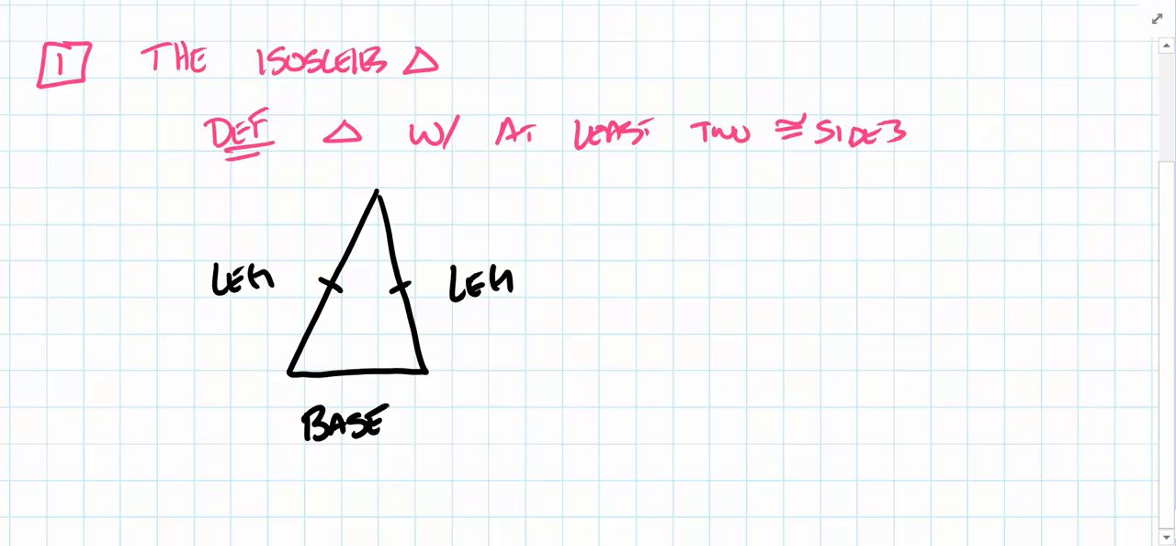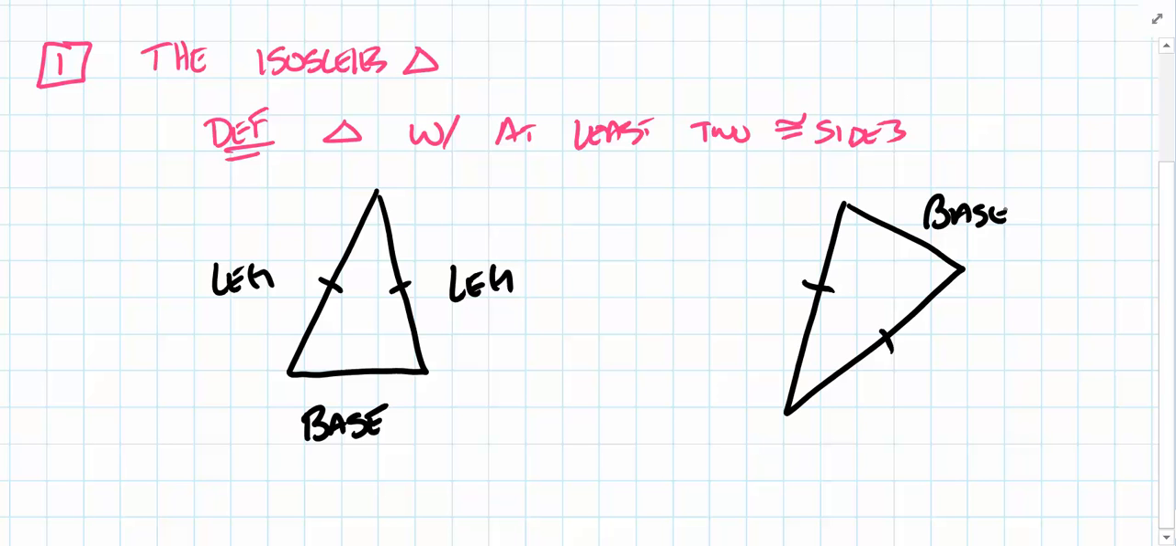Does that make sense, you guys, so far? Okay, it does not necessarily have to be at the bottom either. I could have this picture as well. I could have that, and where would the base be? The base would be up here. So base doesn't necessarily have to mean bottom. It just means the side that's not congruent to the other two in this particular case for the isosceles triangle. Does that sound good to you so far?